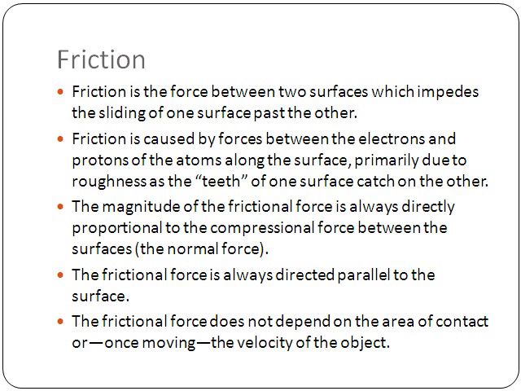The reason why we have friction, where it comes from, is basically forces between the electrons and protons of the atoms along the surface, primarily due to roughness, as the teeth of one surface catch on the other. If we have two surfaces, when you look at them microscopically, you'd notice some roughness in the surface. And if I put another surface on top of that, it would look a little bit rough like this. Obviously, it wouldn't cross over it like that.